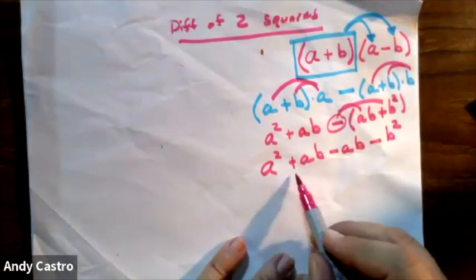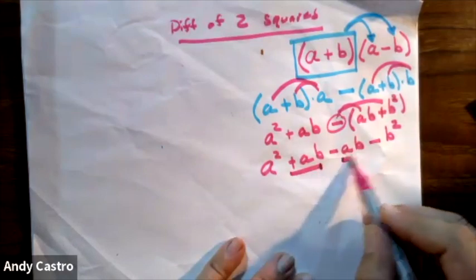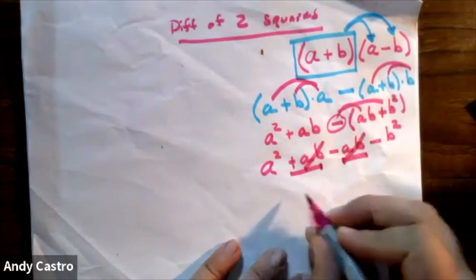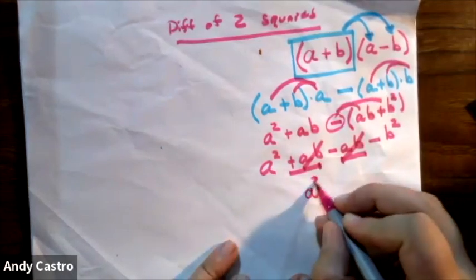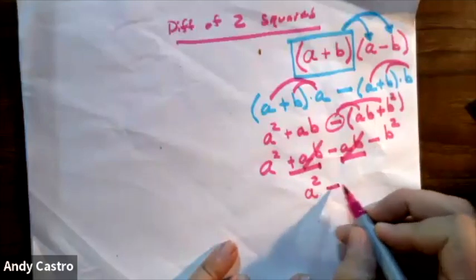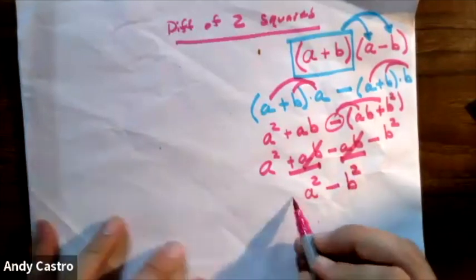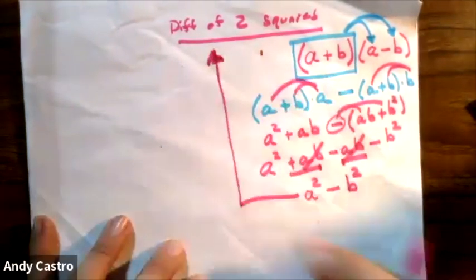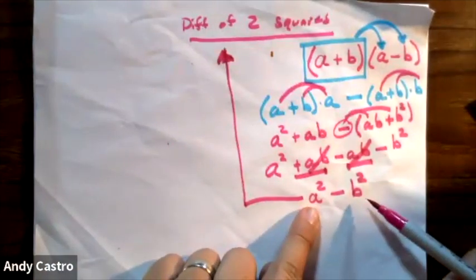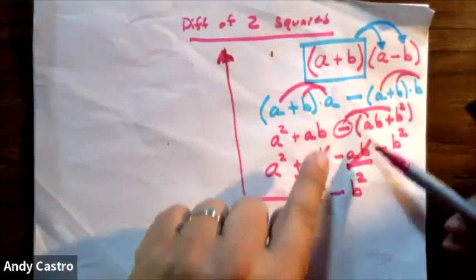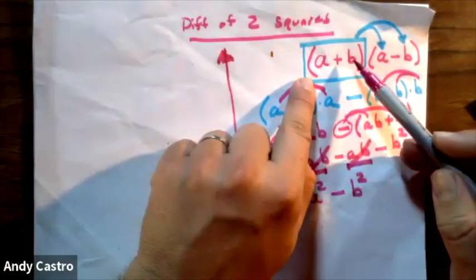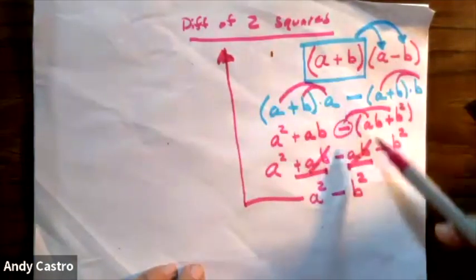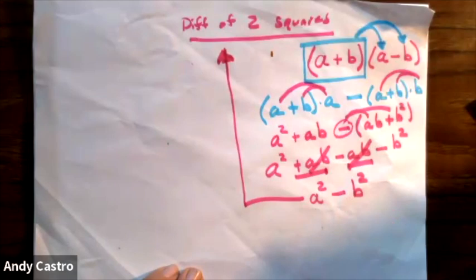Now we'll notice here that we have plus AB minus AB. So those are going to cancel each other out, and we're left with A squared minus B squared. And that's where we get this thing called the difference of two squares. If I have the difference of two squares, I can factor it back to A plus B times A minus B, because when I multiply that out, I get A squared minus B squared.